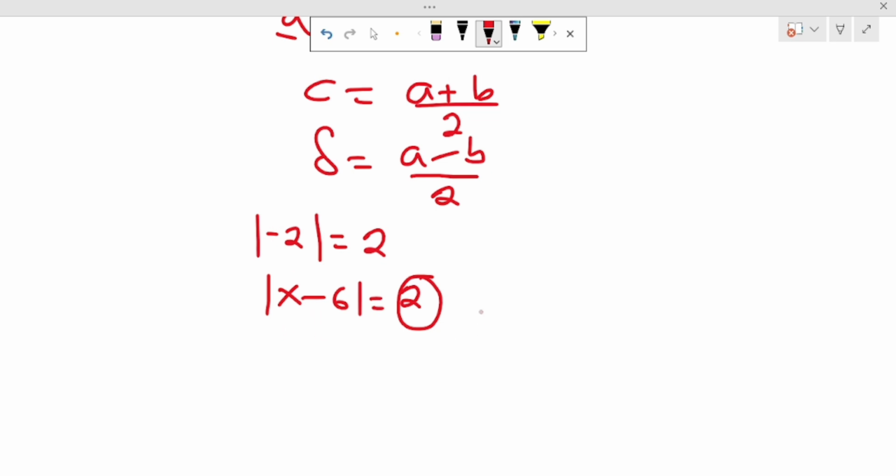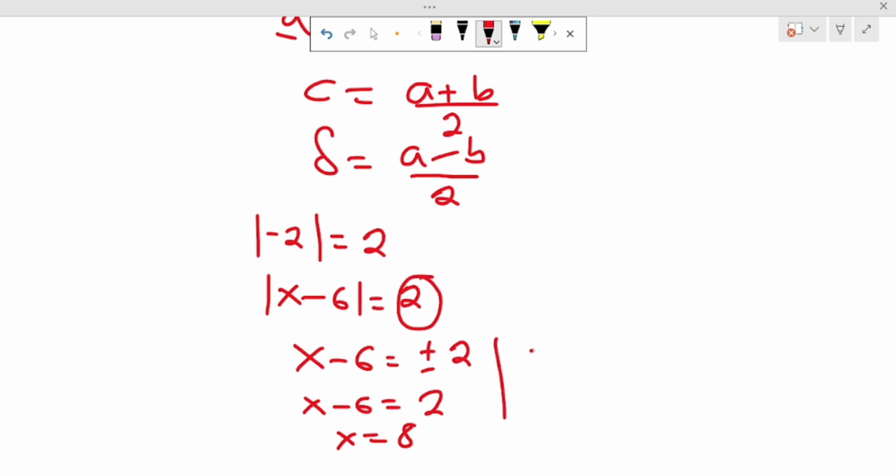Yes. So if I want to find the value of x, I say x minus 6 is equal to plus or minus 2, right? So I'll take one. I'll say x minus 6 is equal to, first of all, +2. Then x will be equal to what? 8. Then I'll do the same. I'll say x minus 6 is equal to -2. Then I'll say x is equal to what?